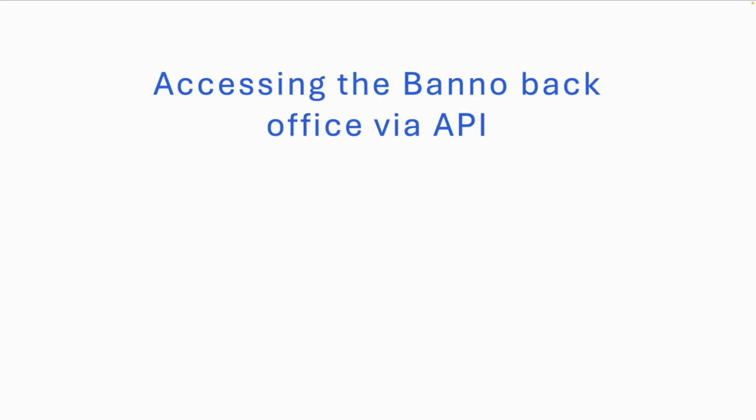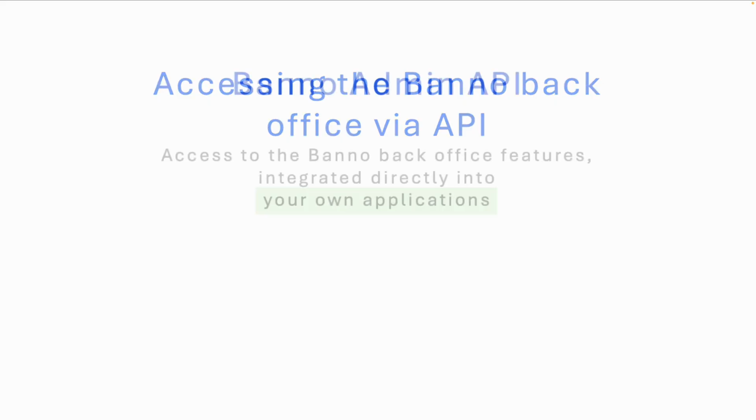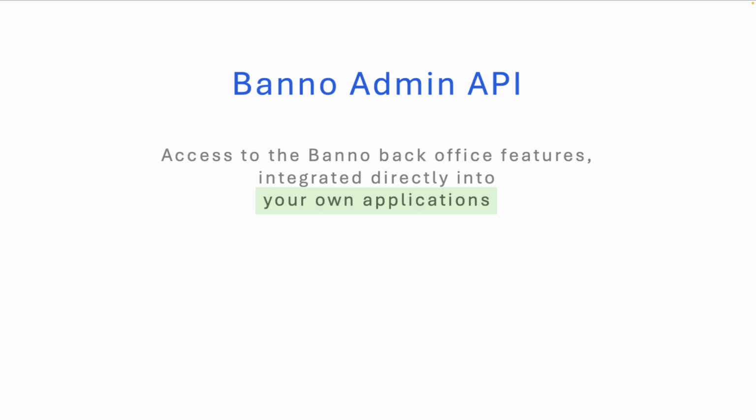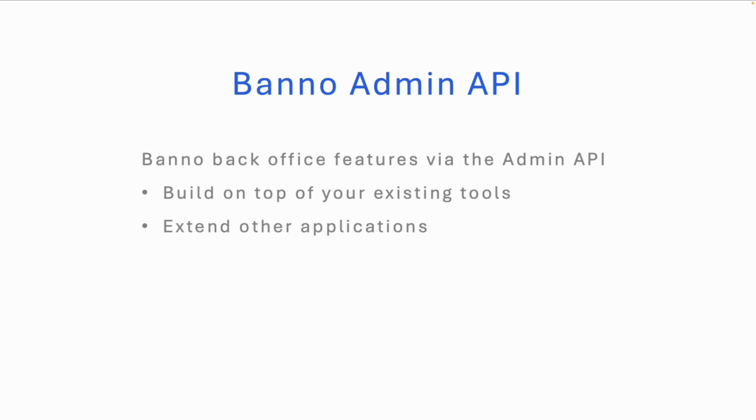Here's the good news: we also have an API. Another way to access the Banno Backoffice features is to use the Banno Admin API. Simply put, the Admin API allows you to programmatically access back-office features so that you can integrate them into your existing tooling. As an example, if you use a CRM to manage customer support requests, or have any custom applications you already use to manage your financial institution, you can leverage the features of the Banno Backoffice in those tools. As long as your existing applications allow for building custom code integrations, you can utilize the Admin API.